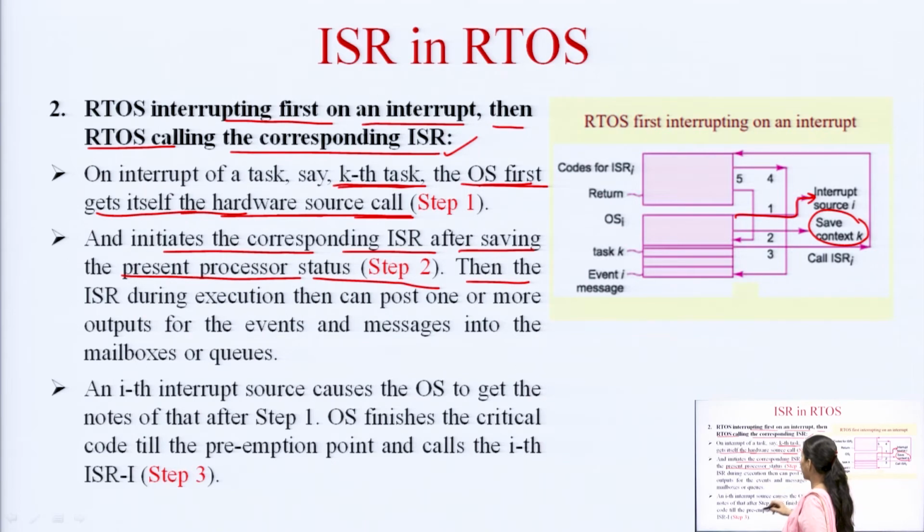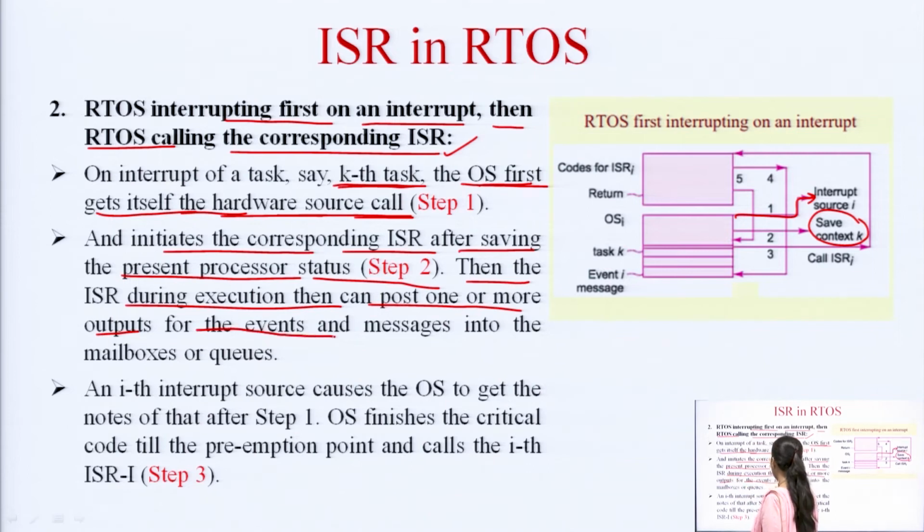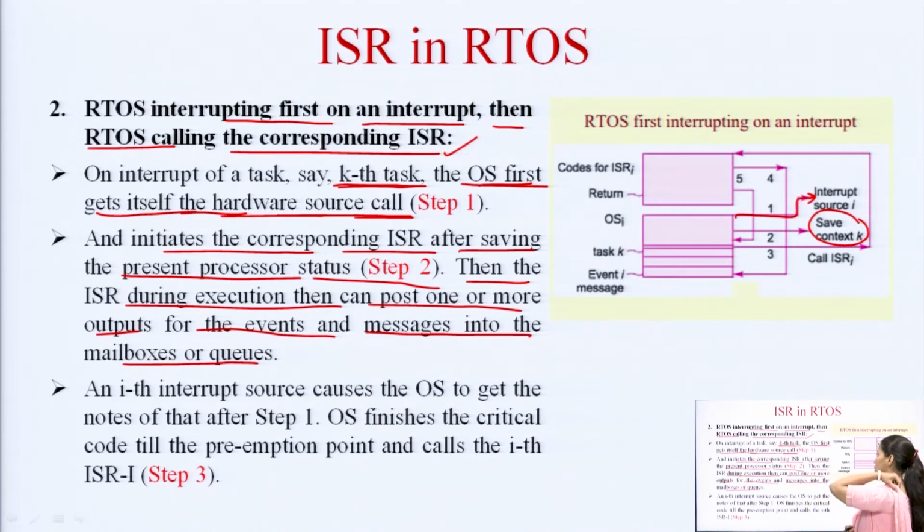Then the ISR during execution can post one or more outputs for the events and messages into the mailboxes and the queues. So, the ISR can send the messages or the events, one or more outputs for the events and messages, into the mailboxes or the queues.